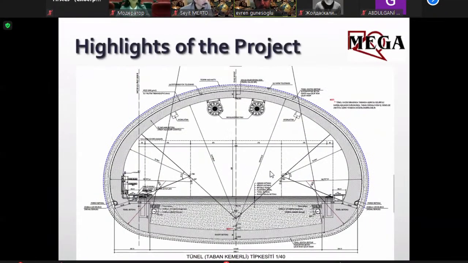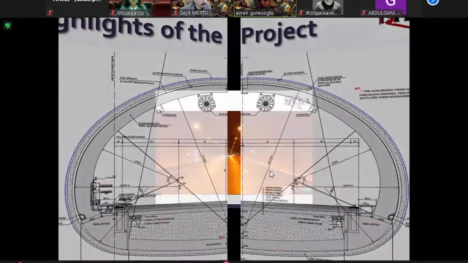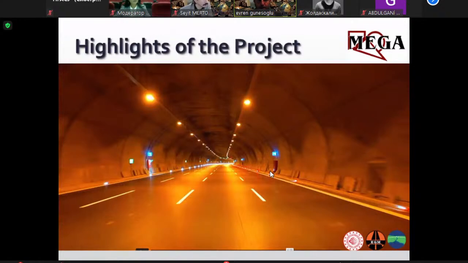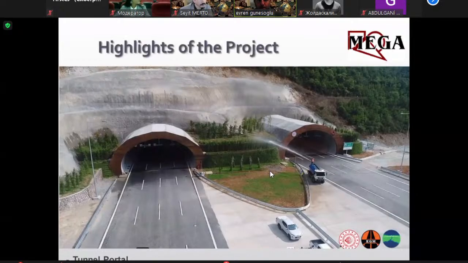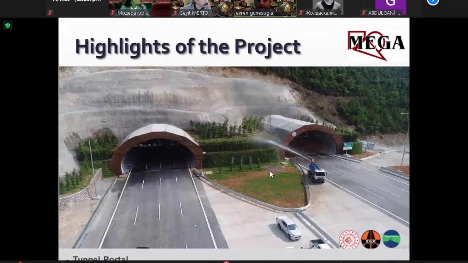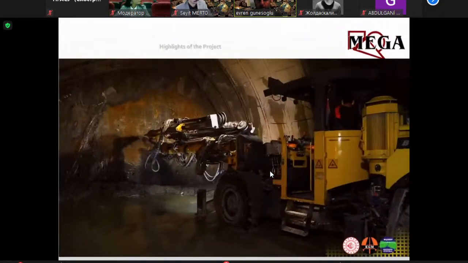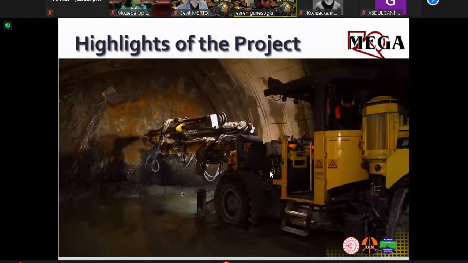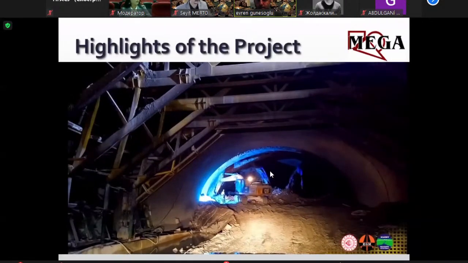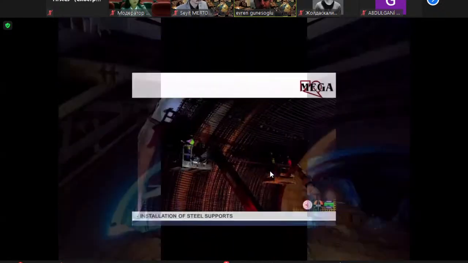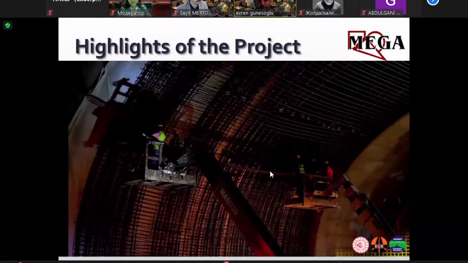This is the tunnel typical section, and the tunnel section after the construction. This photo is from the tunnel portals. This photo comes from the construction stage. Another one from the construction stage. And this photo describes the installation of the steel supports.